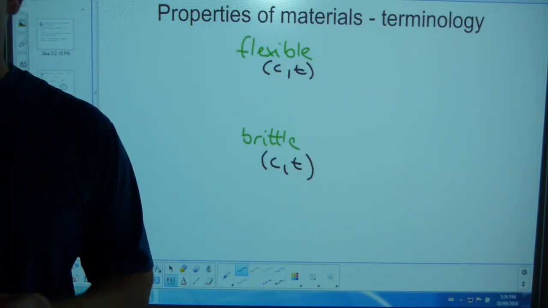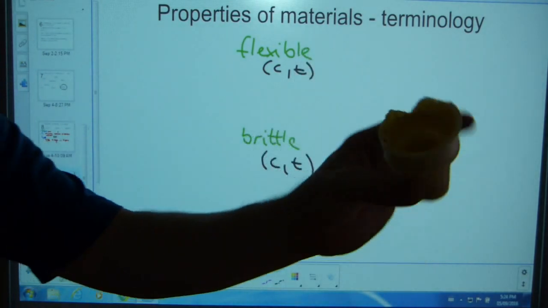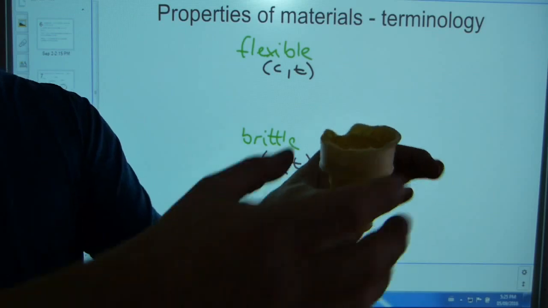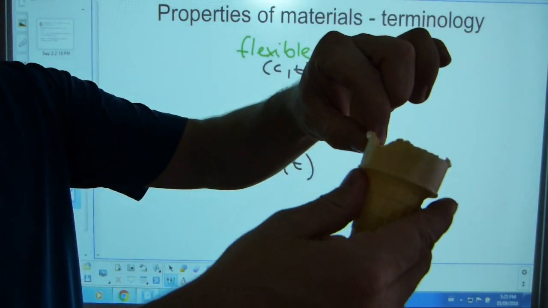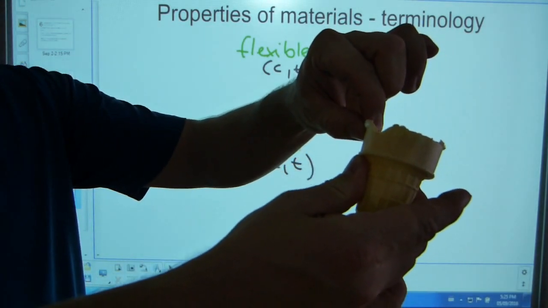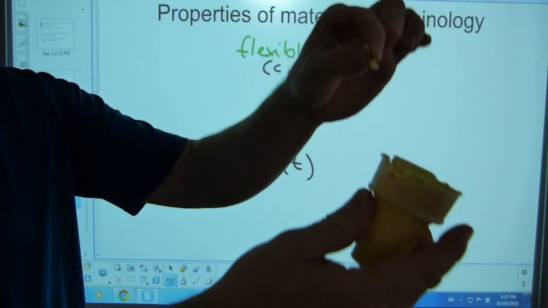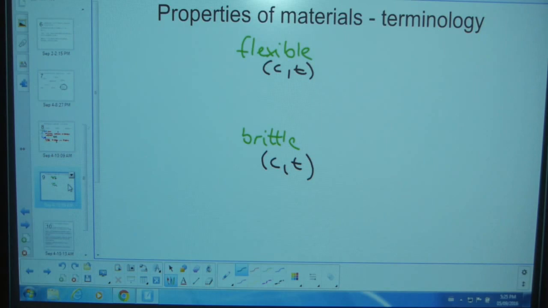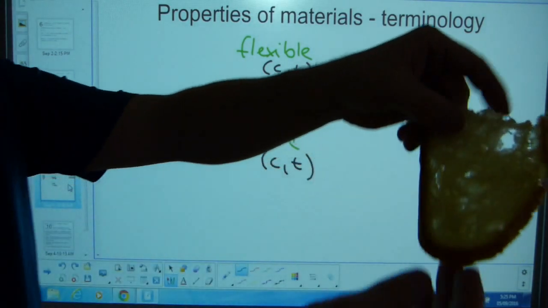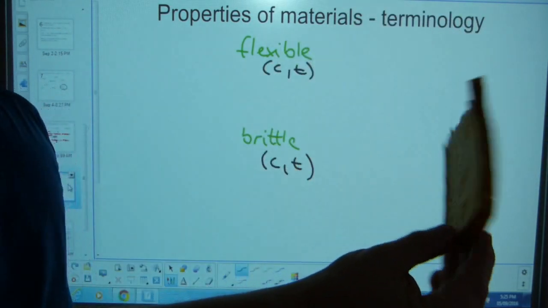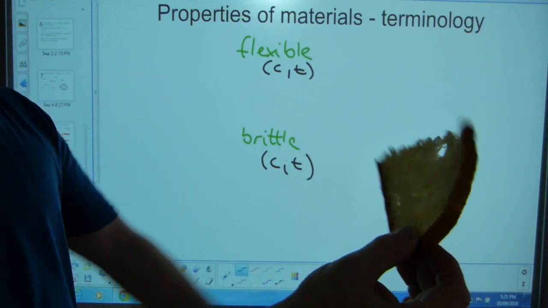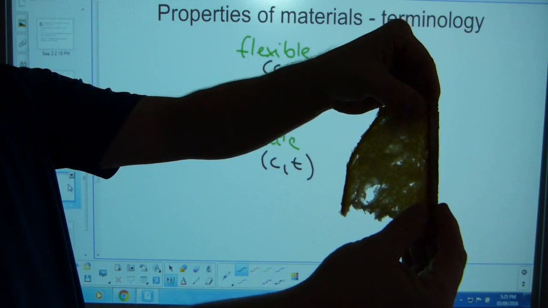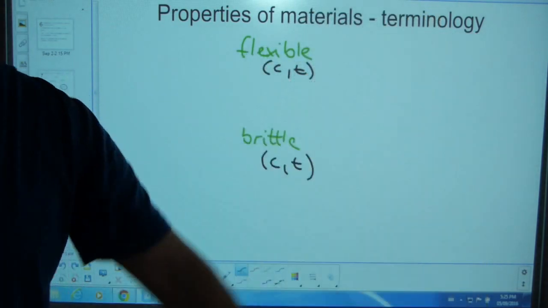Here is ice cream cone. Ice cream cone is made of material. When a force is applied on it, I'm pulling on it, it doesn't elongate much, and then it breaks suddenly when it's done elongating. Here is a slice of bread. It's from the Polish deli. It's flexible, and when I pull on it, it elongates more than the ice cream cone. Eventually it does fail too.